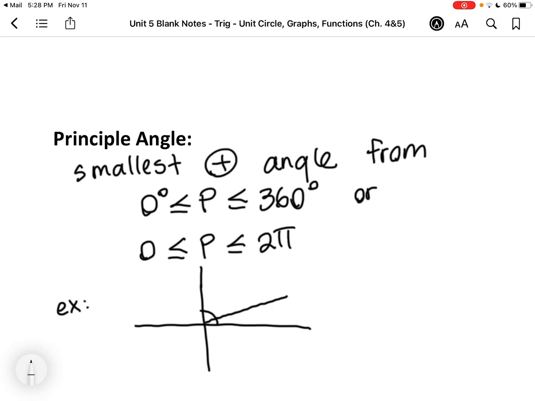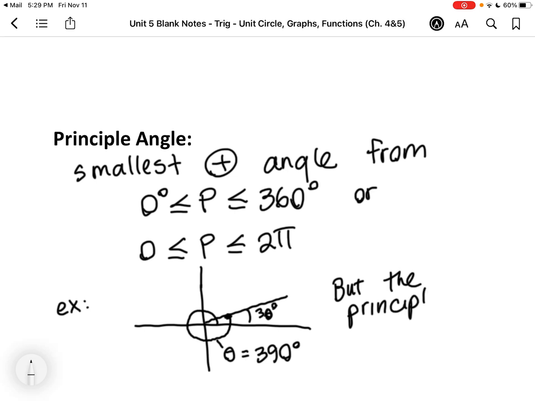Okay, so I'm going to do 1 revolution, and then I'm going to do an extra. Let's say that this over here is 30 degrees. The angle that I drew, that sort of swirly thing, is actually 1 full revolution, which is 360 degrees plus 30 degrees. So this angle theta is 390 degrees. But the principal angle would be 30.